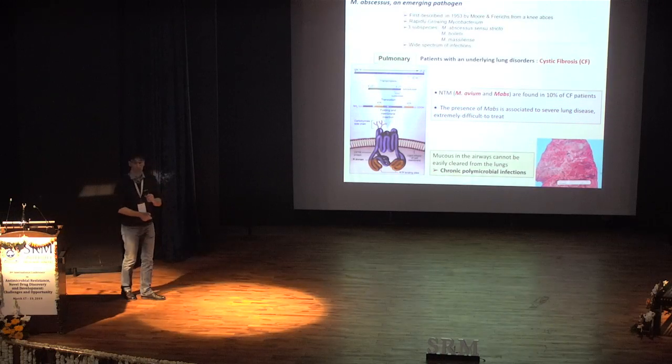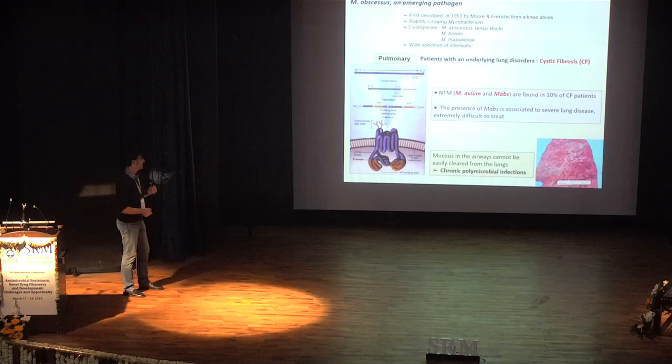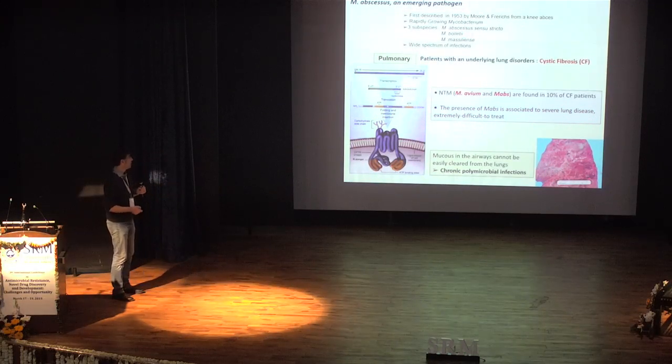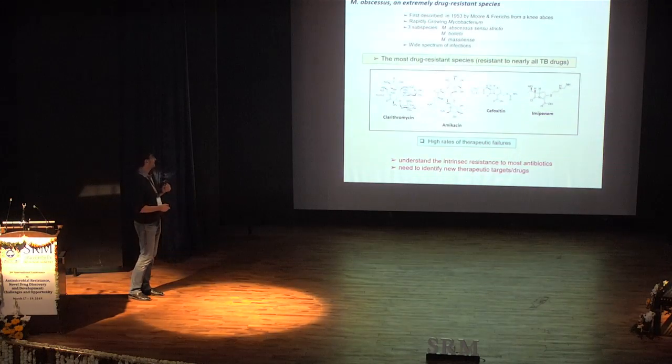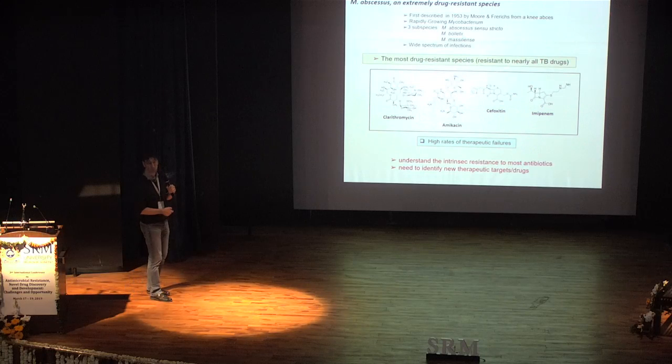But the presence of M. abscessus is really deleterious in these CF patients because it's associated with a rapid and severe decline of the pulmonary functions. And the other thing is the presence of abscessus is often a contraindication of lung transplantation, and lung transplantation is often the last hope of CF patients. So M. abscessus is extremely difficult to treat and to eradicate. It is probably the most drug-resistant mycobacterial species, resistant to nearly all, if not all, TB drugs.